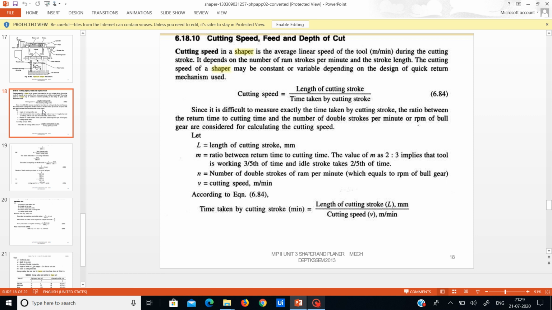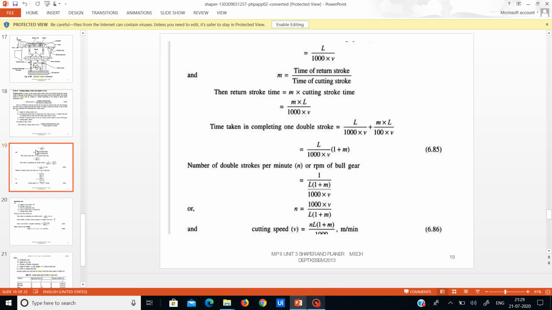Okay, this is very important for the cutting speed, feed, and also depth of cut. So L, the length of the cutting stroke, by 1000 V. And M is equal to the time of the return stroke by the time of the cutting stroke. Okay, then what is the return stroke time?